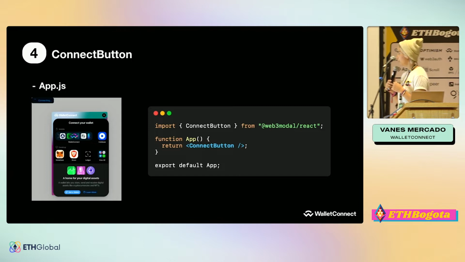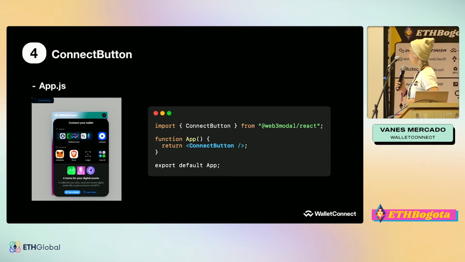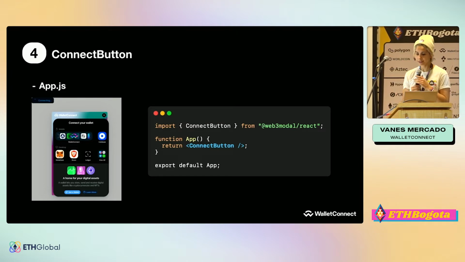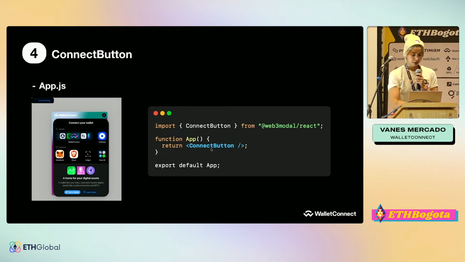For the next step, you can go into your app.js file, and you can add in that line, import ConnectButton from Web3Modal React. If you just return the ConnectButton, you should be able to see a view very similar to this. You should see your connect button, and when you click on it, you'll see this new modal pop up, and that's our new modal that we will be using.